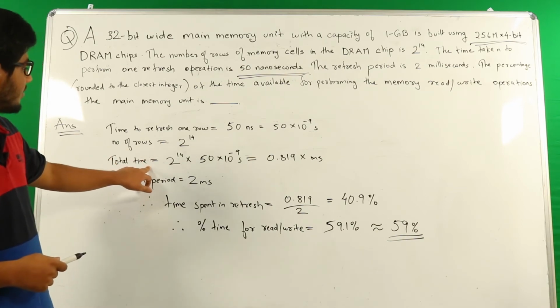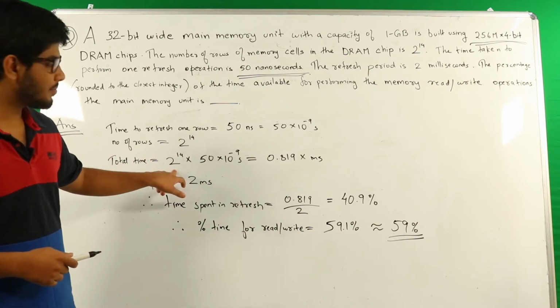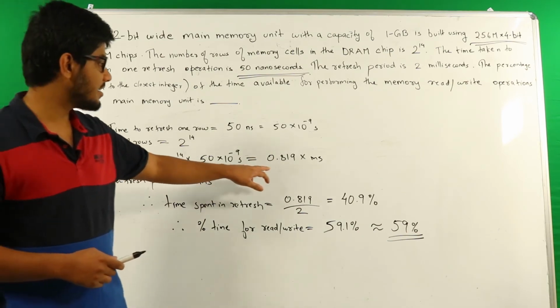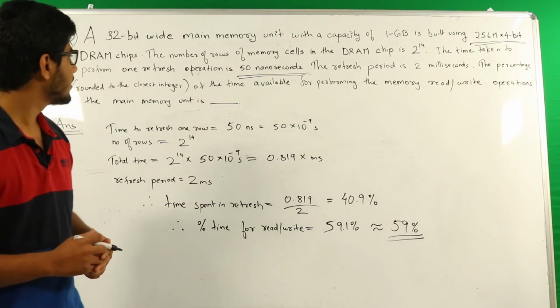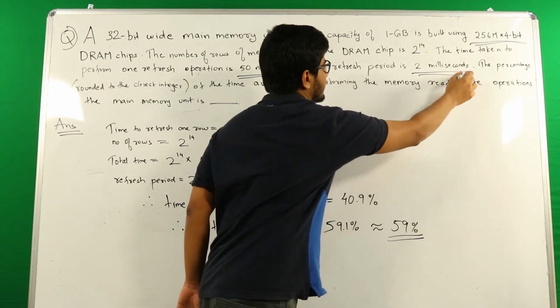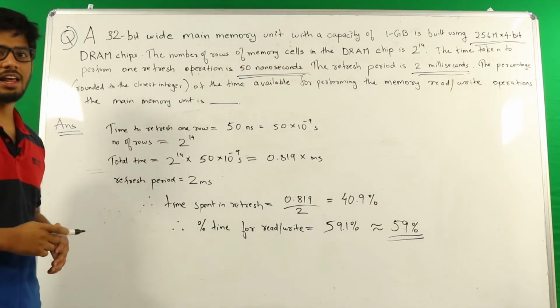The total time taken will be the number of rows multiplied by the time to refresh each row. On calculating this, we will see that it is 0.819 milliseconds. They have given us that the refresh period is 2 milliseconds. So every 2 milliseconds this refresh will happen.